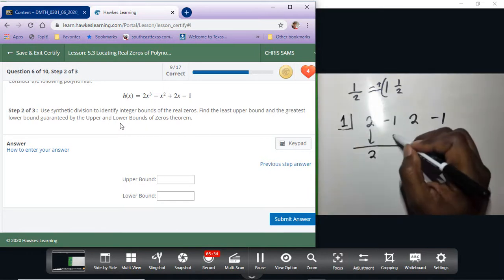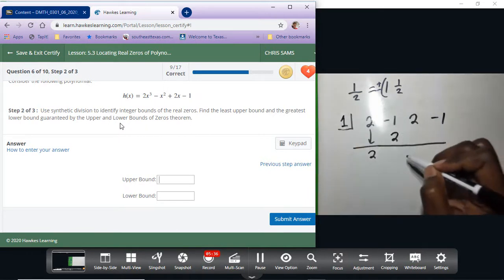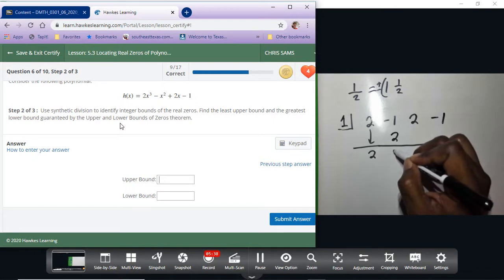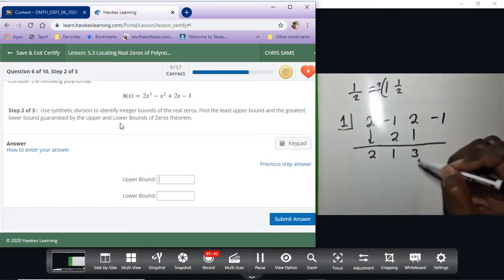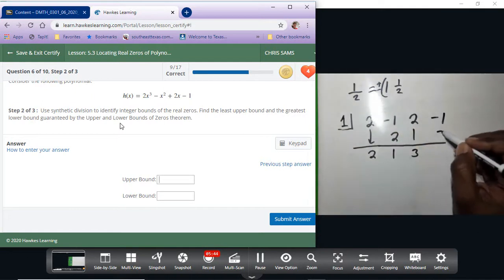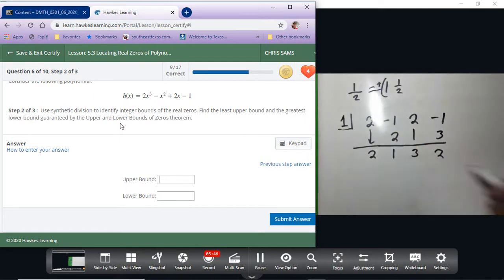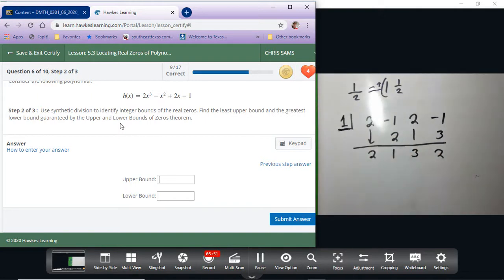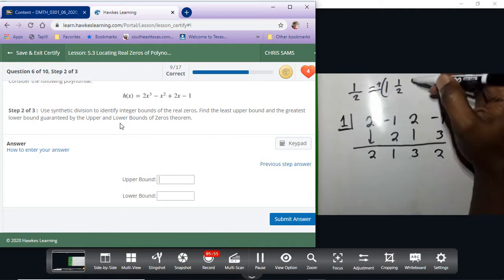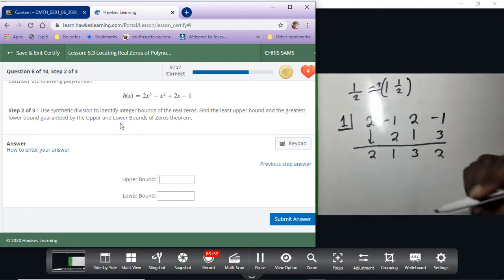1 times 2 is 2. Add these, we get 1. 1 times 1 is 1. Add these, we get 3. 1 times 3 is 3. Add these, we get 2. Okay, so actually 1 works, and 1 is the smallest upper bound. So this tells us that when we do synthetic division, we do not have to go any higher than 1. Okay, that's the highest we're going to go. So positive 1 is going to be our least upper bound.